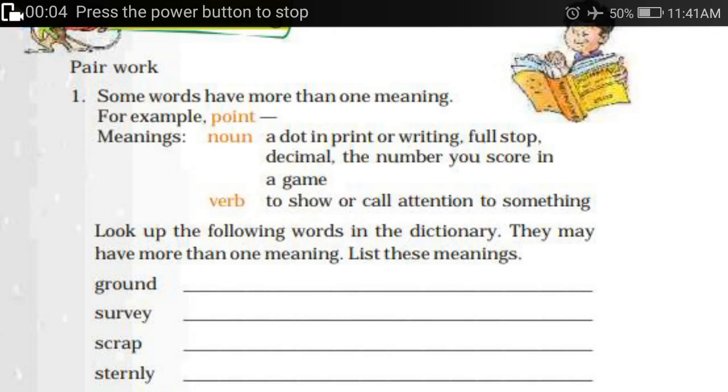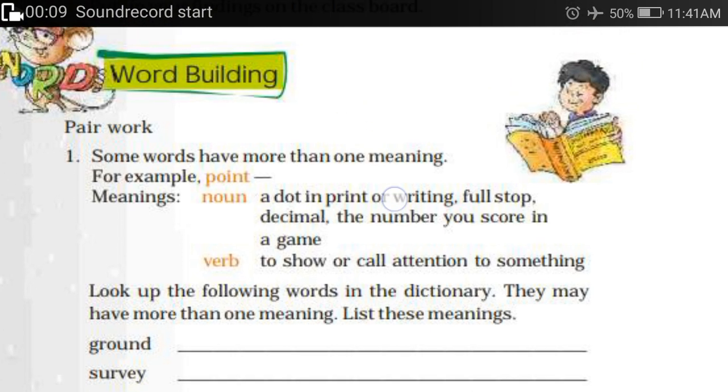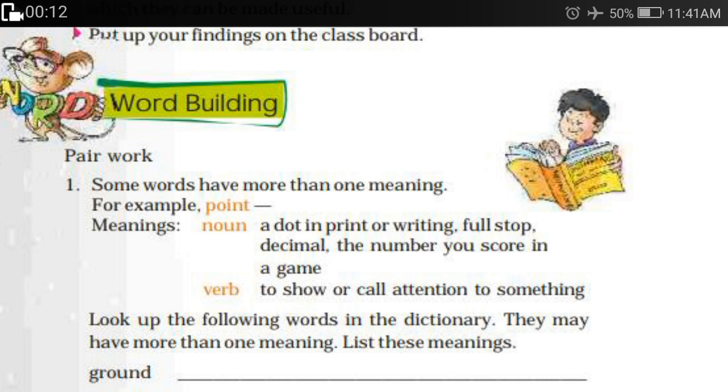Today we are going to continue from page number 14. The first thing is word building. Pair word. Some words have more than one meaning, as we know that. Like the word point, it can be a noun or a verb. Now when we talk about point as a noun, it means a dot printed at the end of the sentence, like a full stop, or it can be a decimal or a number of score in a game. Now when we talk about it as a verb, it is to show or to call attention to something. That is, we are pointing something out.